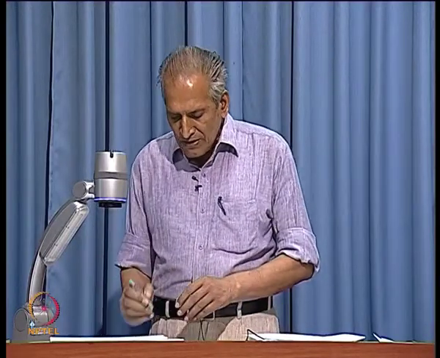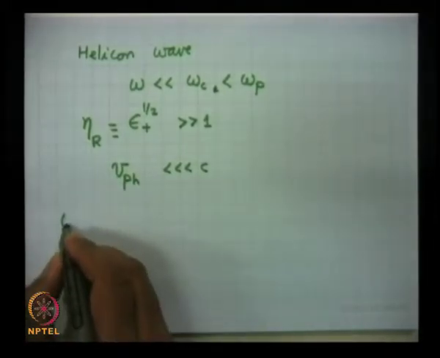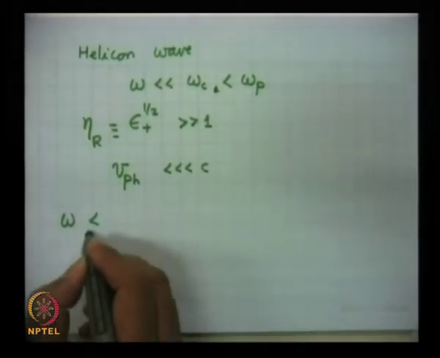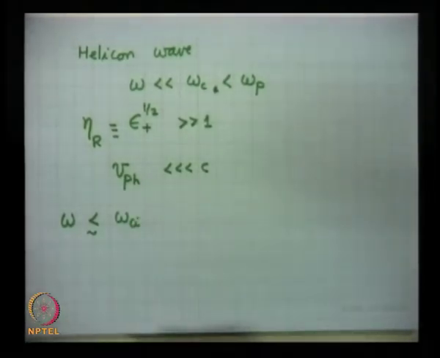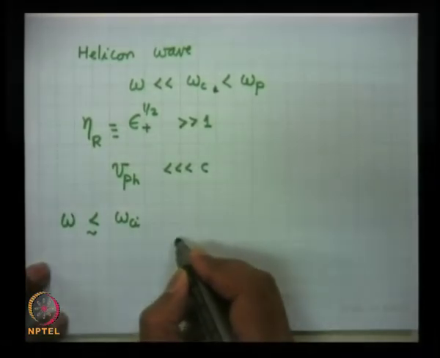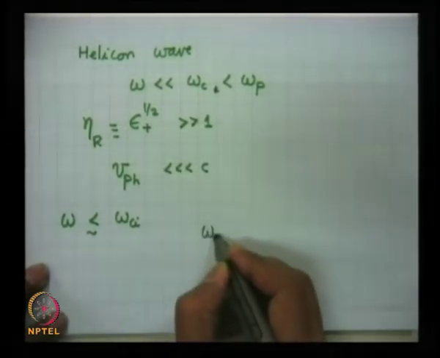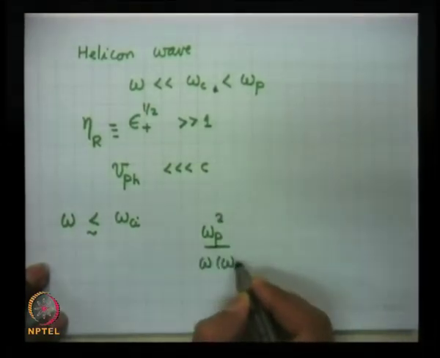Well, now let me go over to waves of even lower frequencies, when I am talking of omega comparable to or less than omega Ci. In this case, the electron term in your expression for the propagation constant was omega p square upon omega into omega minus omega c.